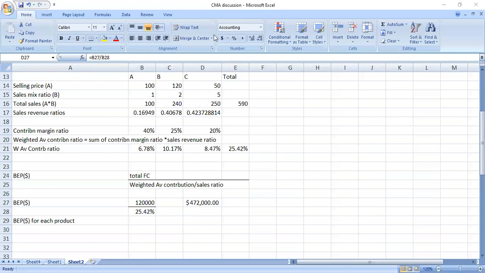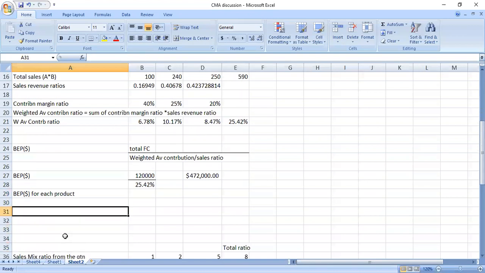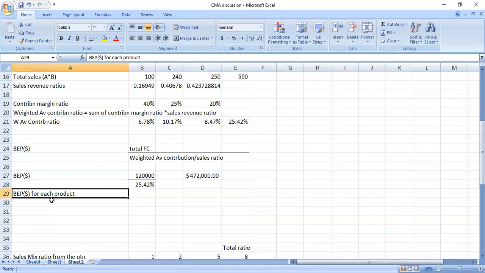Okay. Now let's do the next question. We shall get back to more products when we are doing other numbers. So let's first do the second one. Maybe this one you can still talk about: the break-even revenue for each product. Break-even for each product.